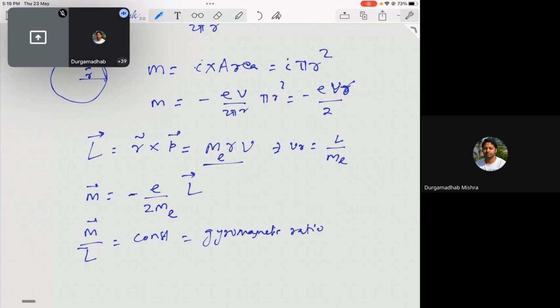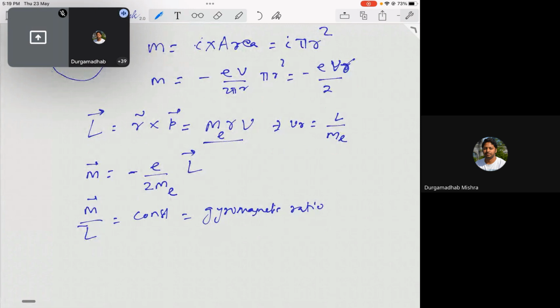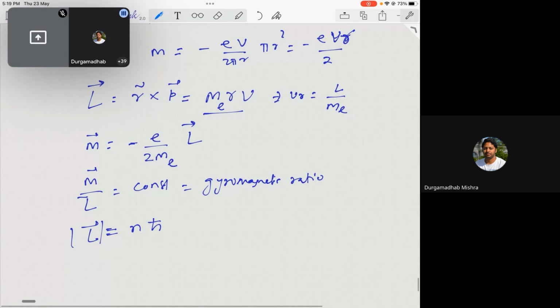Okay. And in fact, you can also express this magnetic moment in a more fundamental way, which is known as your Bohr magneton. So if I use Bohr's postulate, I can write that L will always be quantized. Your orbital angular momentum is always quantized in units of h cross, so it is n h cross, or simply n h by 2 pi.